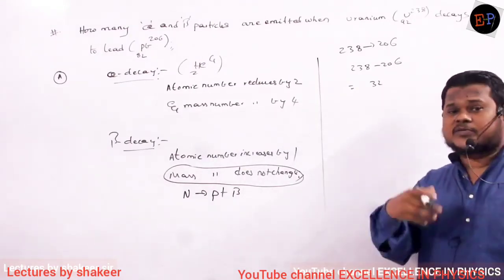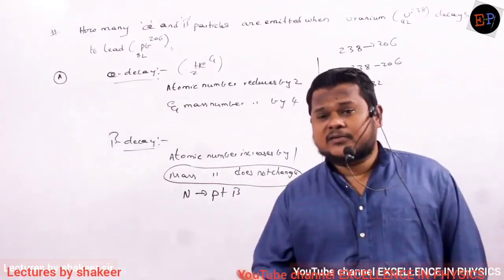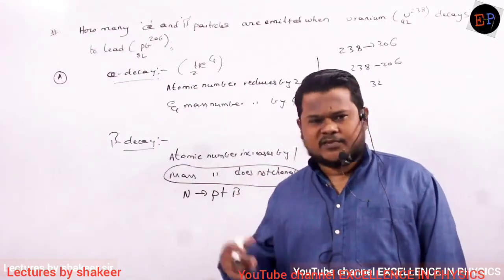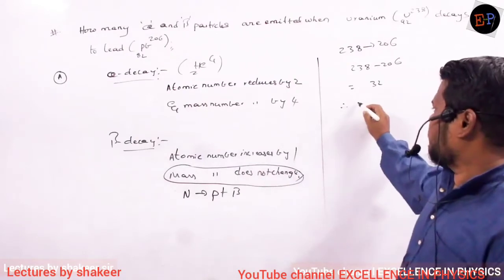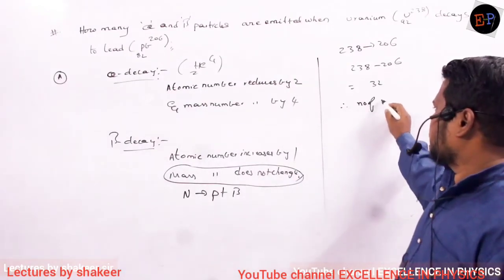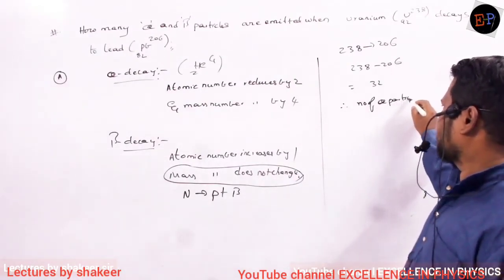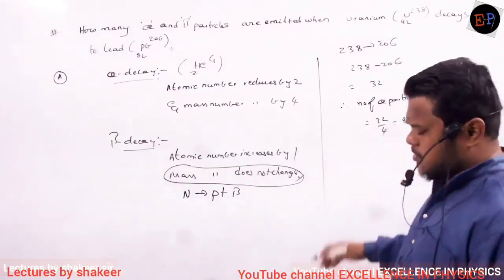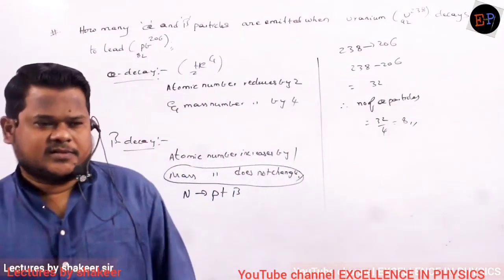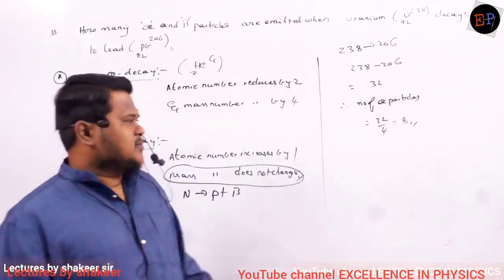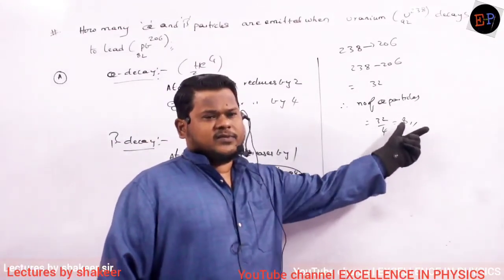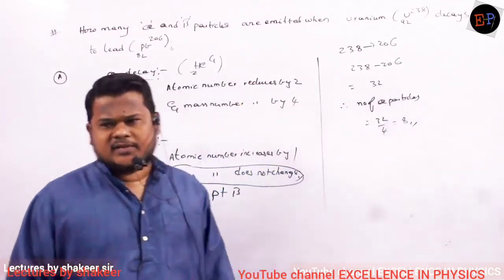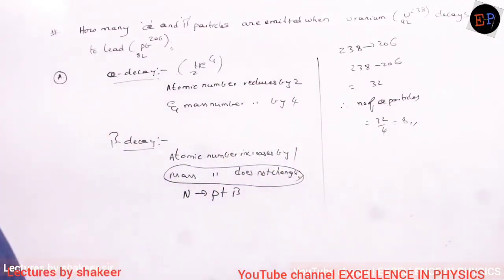And mass number can reduce by what? Only because of alpha particles. Beta particles never change the mass number. That's what we have studied. So how can I calculate the number of alpha particles? Definitely 32 divided by 4, which is 8. 8 alpha particles are released, because the mass of each alpha particle is 4. 8 fours are 32. The reduction in mass number is 32 only, so definitely 8 alpha particles would have been released.